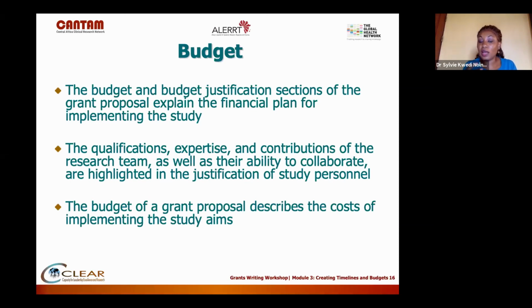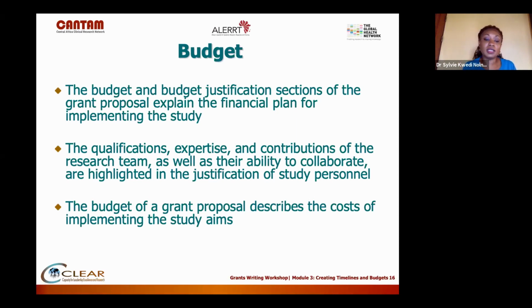You have to know what you will need. You will need field workers. If you're doing the diagnosis yourself, are you using the laboratory? If you use the laboratory in the facility, do you need the equipment for that particular test? Maybe they don't have it. Do you need reagents for that particular test? They don't have it. The study personnel that you need, you have to justify.